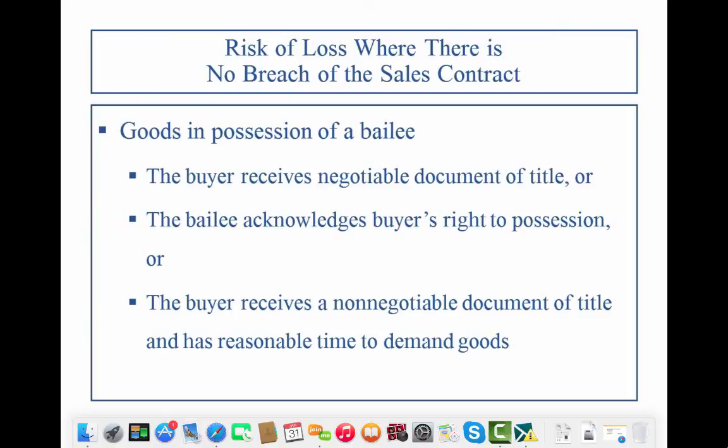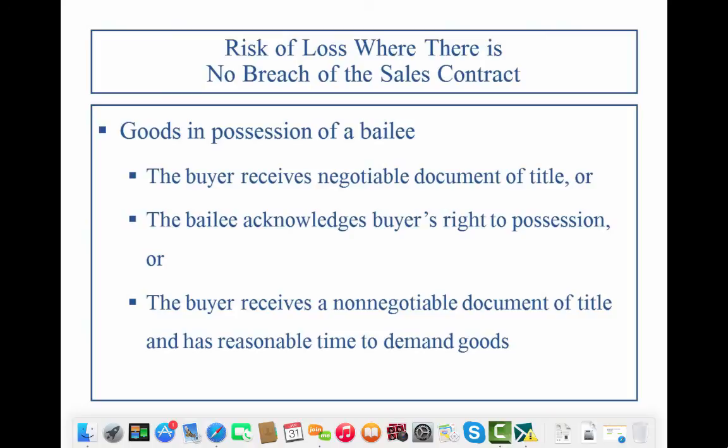Well, the buyer receives a negotiable document of title, or the bailee acknowledges the buyer's right to possession, and all that means is that I have the receipt or I have the barcode, I have something that shows that I have paid for these goods and I can take them from the warehouse, okay? Once that happens and the buyer receives a negotiable document of title and has reasonable time to demand those goods. So again, look at the reasonable time here, right? So from the time that I have the legal authority to go pick up the goods to a reasonable time thereafter, I'm going to be responsible for the risk of loss.